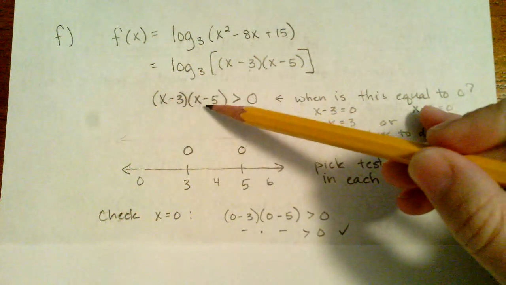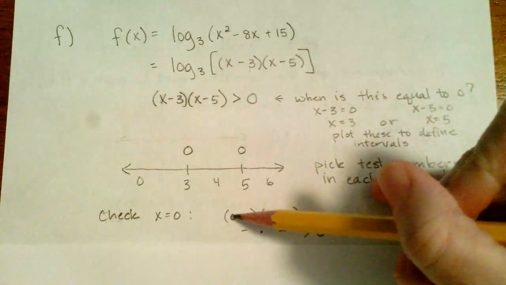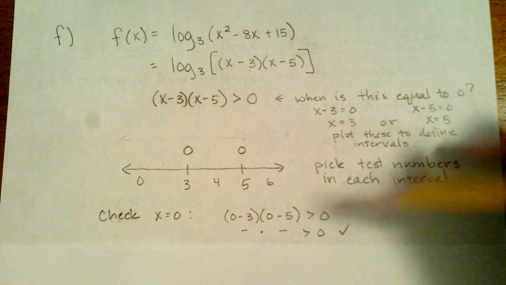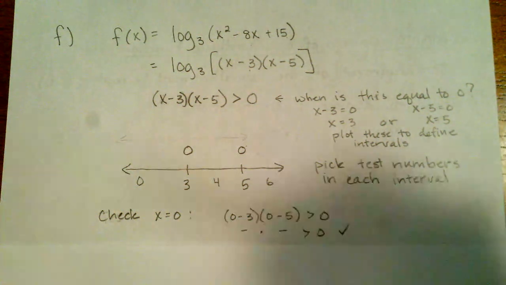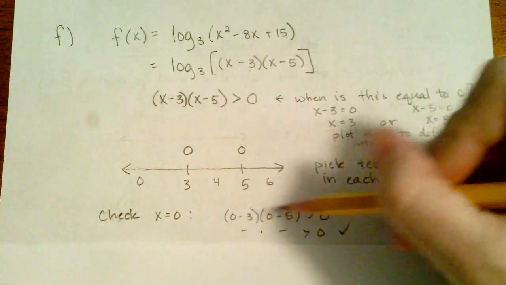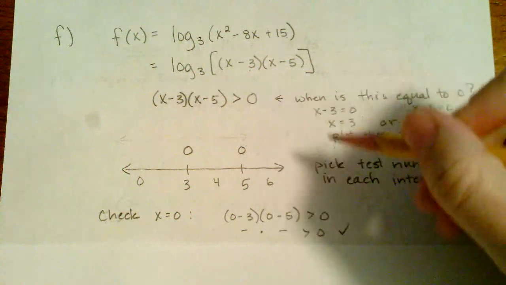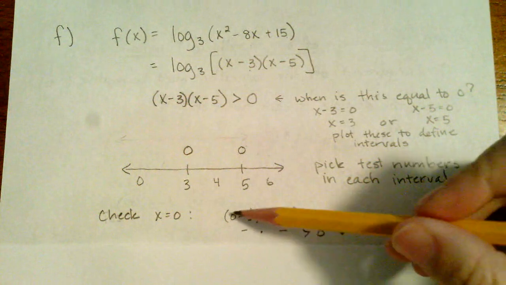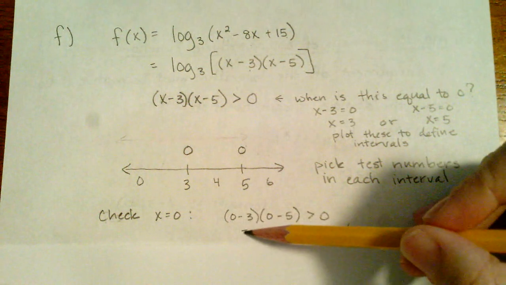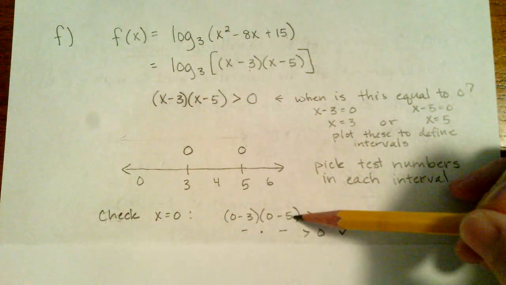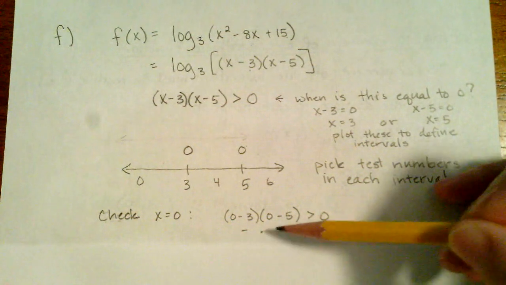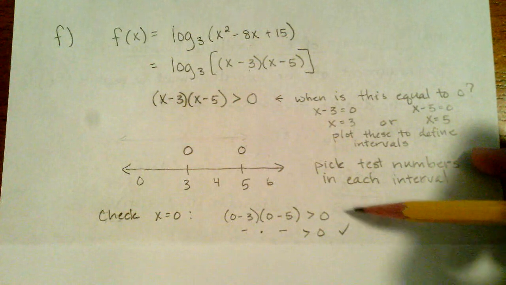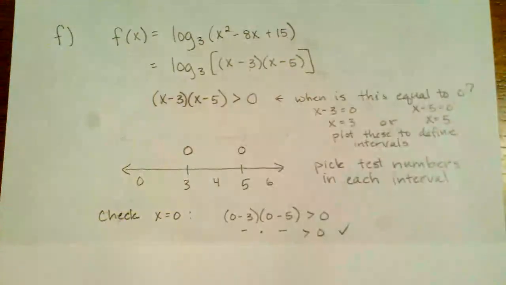So in both places, I put in 0. I have 0 minus 3 times 0 minus 5. I want to see if that's greater than 0. These numbers are pretty easy. I could do this out. Negative 3 times negative 5 is 15. That's greater than 0. You can also just think about the sign. 0 minus 3 is going to be a negative. 0 minus 5 is also going to be a negative. A negative times a negative is going to be positive, which is greater than 0. So my interval below 3 will work.